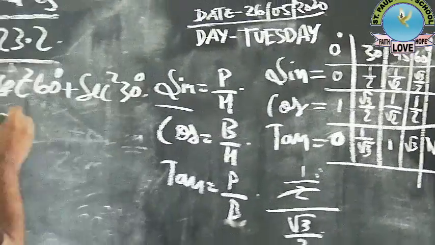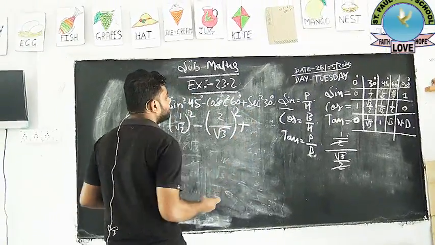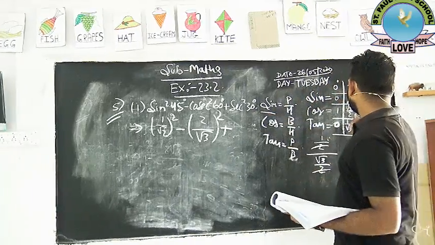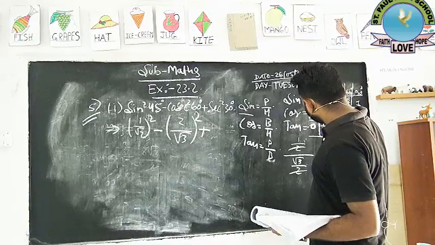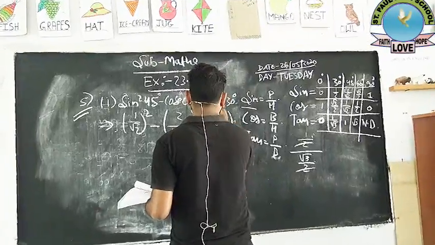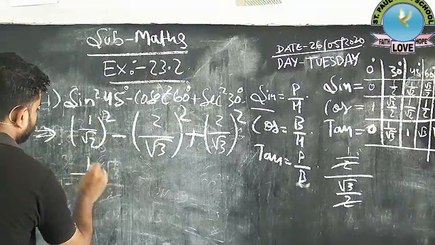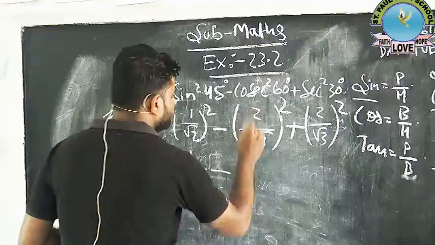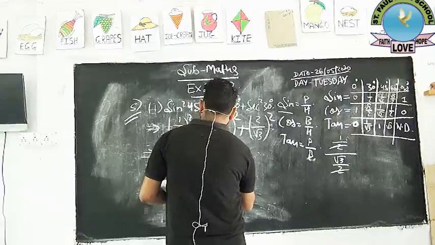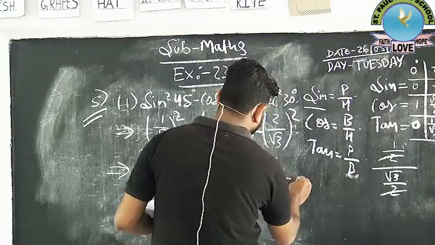So it will be 2 by root 3 square, plus, and last is sec. Cos's opposite is sec. So cos 30 degree, what do we have? Root 3 by 2. So the same opposite: it will become 2 by root 3 square. Now we are going to do square. 1 square is 1, root 2 square is 2, 2 square is 4, and root 3 square is 3, plus 2 square is 4, and root 3 square is 3.